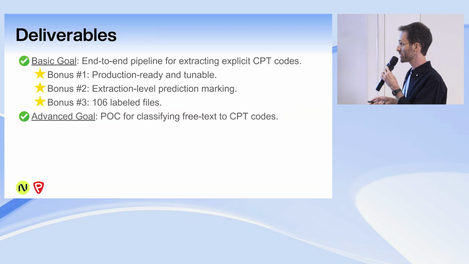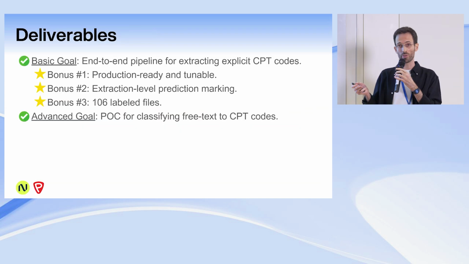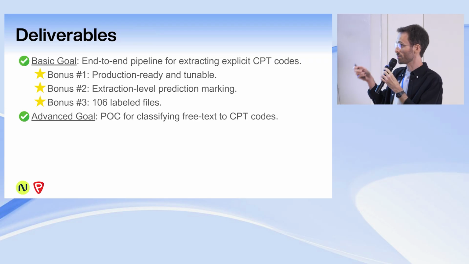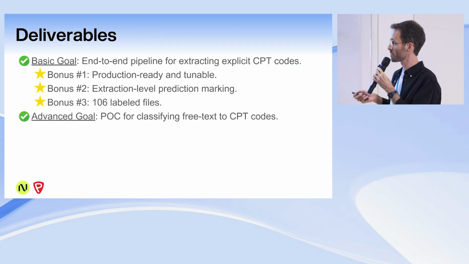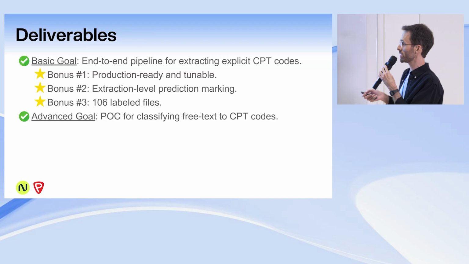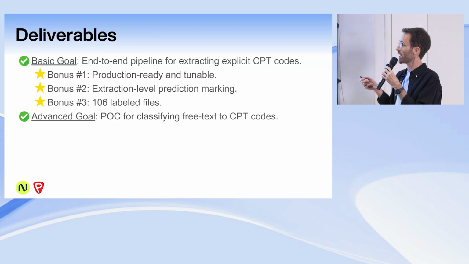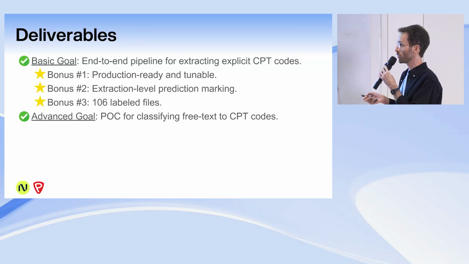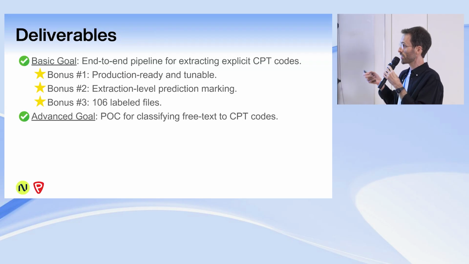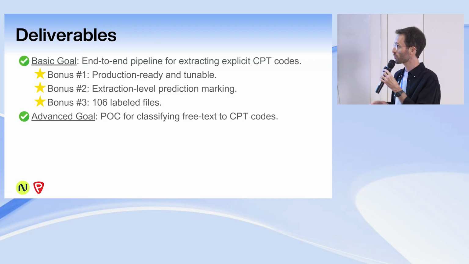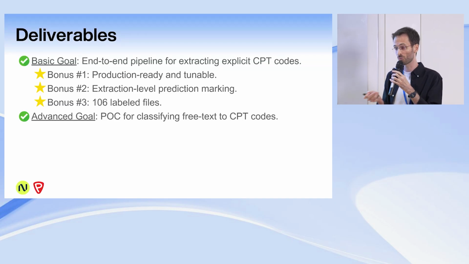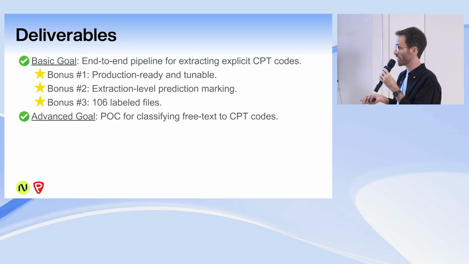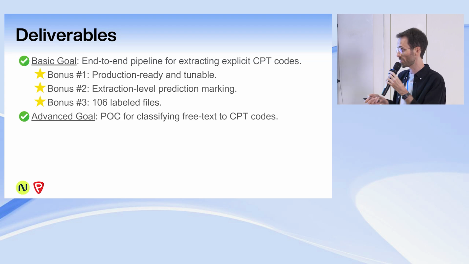So let's wrap these things up. We were able to address both goals, the basic one and the advanced one. In terms of the basic goal, we implemented an end-to-end pipeline for extracting explicit codes that is production ready and is tunable. We also delivered extraction level prediction marking framework and of course, we started with no label data, so we provided also 106 label files.